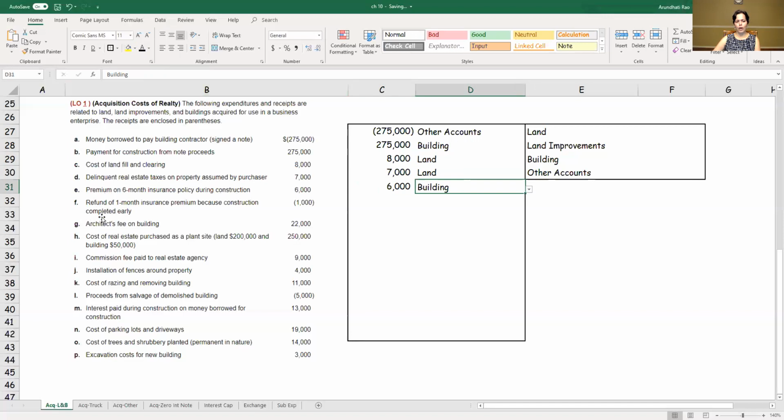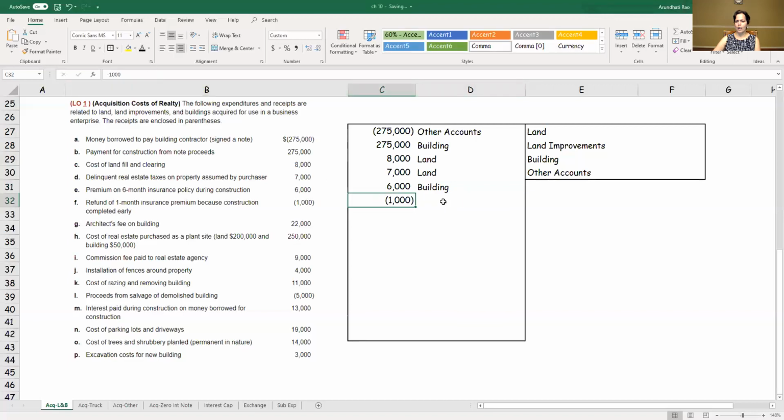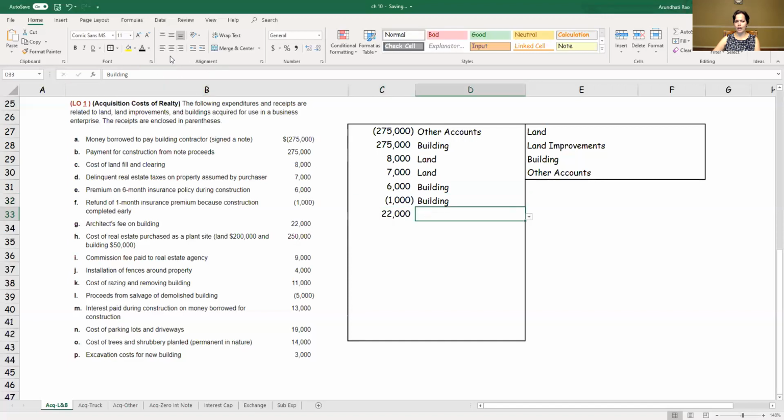Now, I finished the project 1 month ahead of time. Therefore, 1 month of that insurance premium was given back to me. It was refunded, $1,000. That $1,000 is going to get subtracted from building. As in the cost of the building went down by $1,000 because I effectively spent only $5,000 on insurance during construction. Architect fees on building, that's pretty obvious. That's going to go to building, has nothing to do with land. Cost of real estate purchased as a plant site, land is $200,000 and building is $50,000.